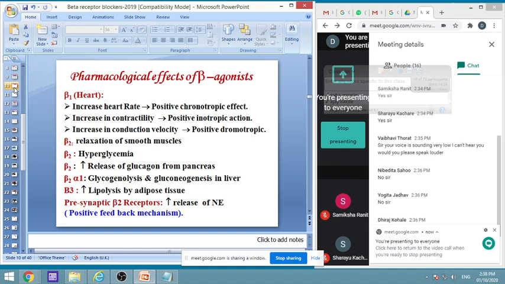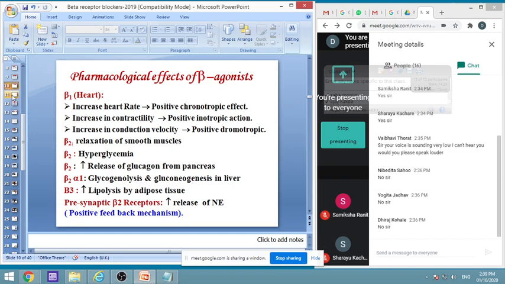So what will be the effect of a beta agonist? It will cause an increase in heart rate, that is a positive chronotropic effect, an increase in the force of contraction, that is a positive inotropic effect, and an increase in conduction velocity, that is also called a positive dromotropic effect. Relaxation of smooth muscle is a beta 2 effect. Hyperglycemia is a beta 2 effect. Beta 2 causes an increase in the release of glucagon from the pancreas. Beta 2 and alpha 1 cause glycogenolysis and gluconeogenesis in the liver. Beta 3 causes an increase in lipolysis. These are all effects we have just seen, and we have seen them earlier also.